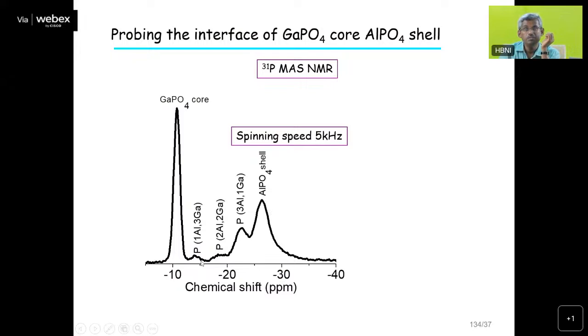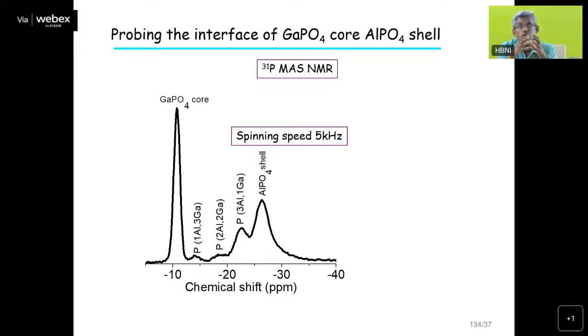What are these in-between peaks? We have a phosphorus structural unit with 1 aluminium 3 gallium as next nearest neighbors. We have a phosphorus structural unit with 2 aluminium 2 gallium as next nearest neighbors. We have a phosphorus structural unit with 3 aluminium 1 gallium as next nearest neighbors. What are these? These are nothing but the phosphorus structural units existing at the interface of core and shell.